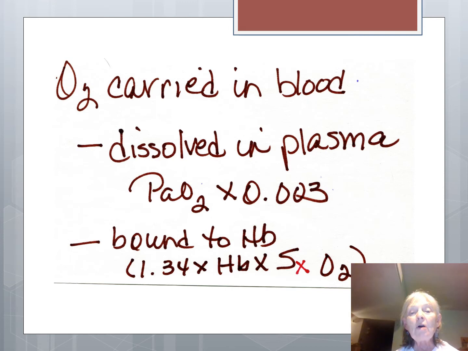So the majority of your oxygen in the body is carried bound to hemoglobin, and that's 1.34 times the hemoglobin level times the SVO2, whatever the formula is that we're working with at that particular point. One of the major players in this is the hemoglobin, and a second major player is whatever your saturation is. If you have a low saturation, even with a good hemoglobin, you're going to have a low content of oxygen in your blood at that particular point in time.